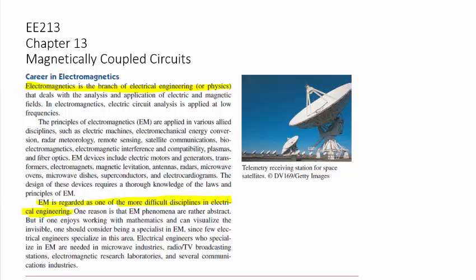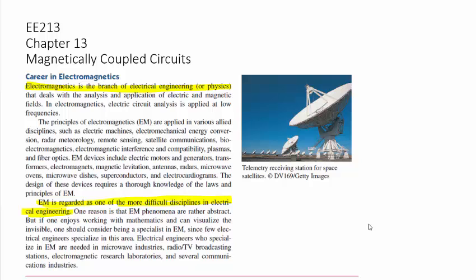Okay, so on to chapter 13 in EE213, and this is about magnetically coupled circuits, which are actually going to be inductors. I will say I like the introduction here. Electromagnetics is a branch of electrical engineering or physics. It tends to be the most difficult of the electrical engineering disciplines because of the electromagnetic phenomena. So a lot of times there are physicists who are modeling the electromagnetics.